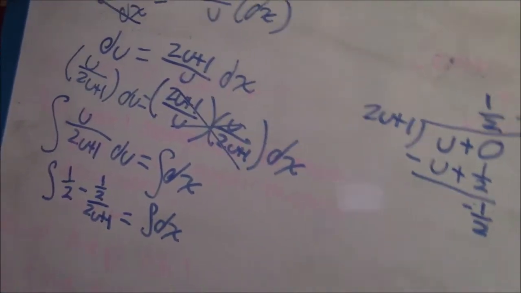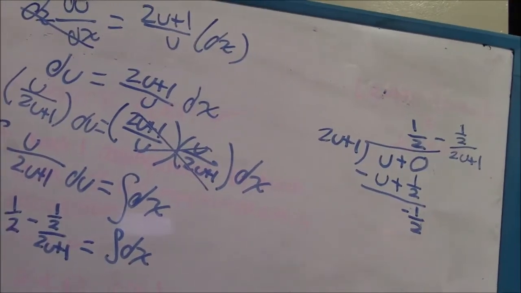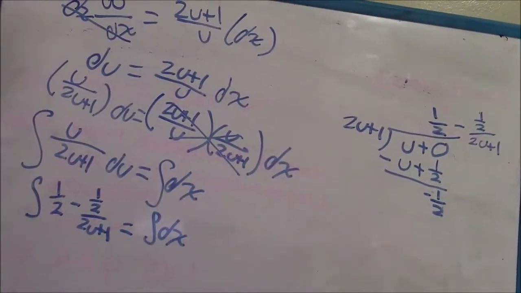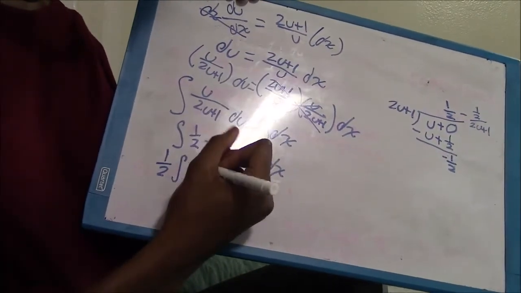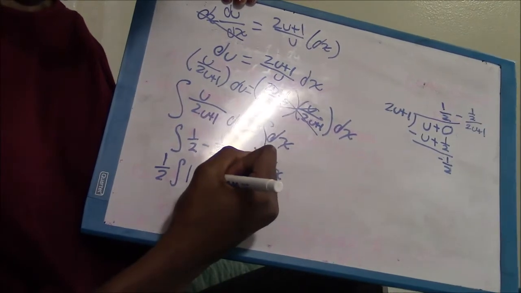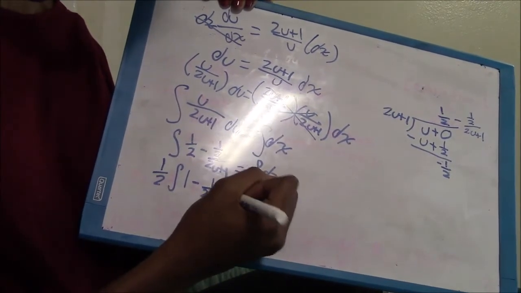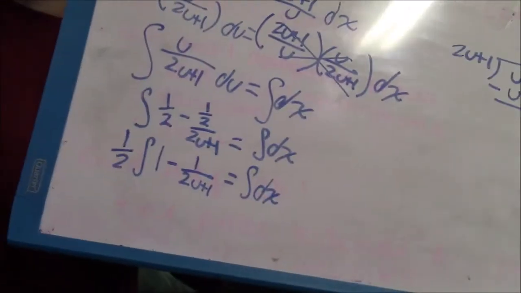And so what happens is we see that we can take out a 1/2, right? And so we can take that out, put it on the outside to make it look simpler. And we have 1 minus 1 over 2u plus 1 equals integral of dx.